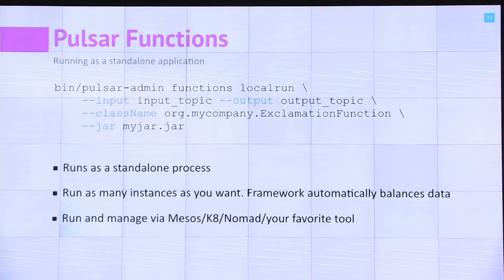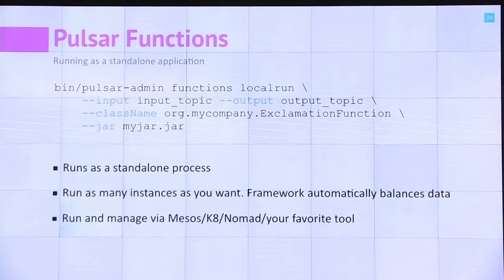You can say this is my input, this is my output, this is my jar, and this is the class within the jar that actually runs my function, right? You just run it. This will basically spawn a JVM. And now you can manage your JVM however you want, right? You can use your favorite tool to make sure that it is up and running and make sure that multiple copies of it are running across many machines and so on and so forth. Whatever tool you're used to running to manage your processes, you can use it.